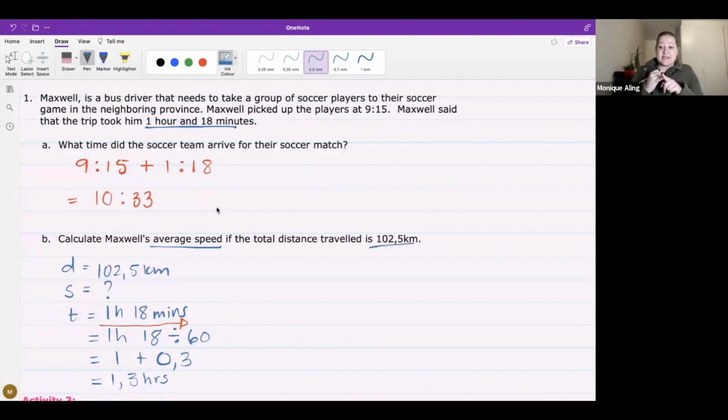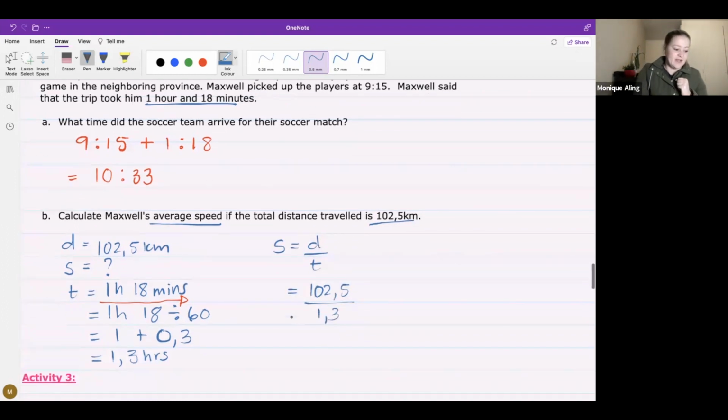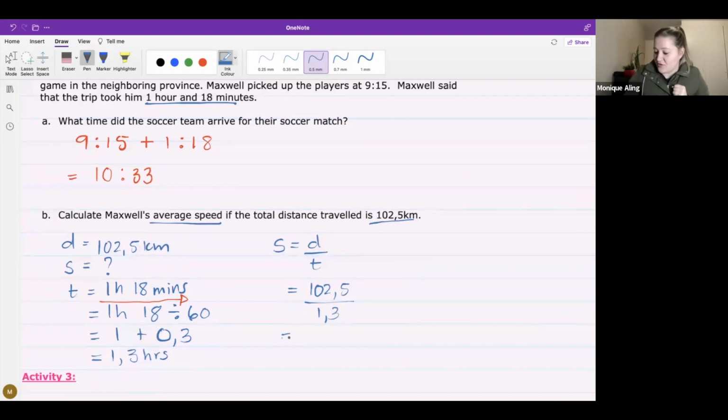Okay, so distance is in kilometers, check. Time is now all in hours, check. So now we can actually put it into our formula. So remember, speed is equal to distance over time. So now we just substitute into our formula. So it's 102.5 kilometers over 1.3. And that gives you a speed of 78.85 kilometers per hour. So don't forget the unit in your final answer.